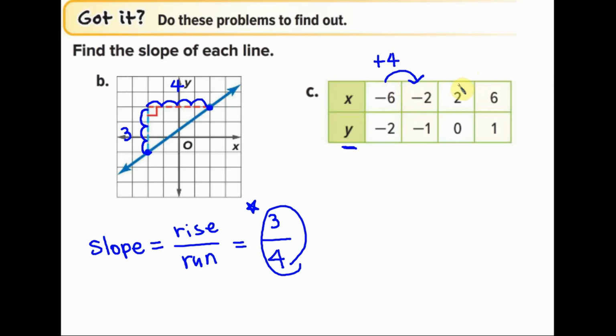If you were struggling, you don't have to pick the first point. You can always find something else. So 2 to become 6, I'm still adding 4, and they have to be constant. For the y value, negative 2 became negative 1, so same thing. You are increasing the number, so I'm going to add 1. Again, you can do the same thing for the other point. So from 0 to become 1, I'm still adding 1.